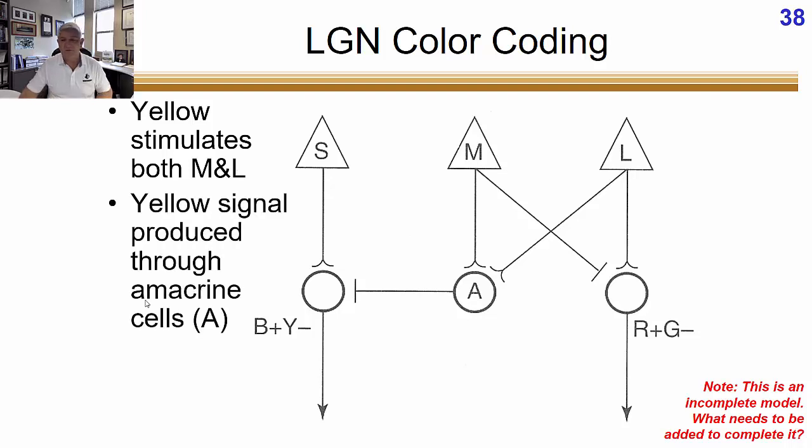And so I like this model because it shows you how yellow inhibitory can be created by having medium and long wavelength cones exciting that amacrine cell that's going to provide the inhibition, and then short is providing the excitation, right? What's sort of incomplete about this model is over here, we really need another amacrine cell pasted in on this side. The medium doesn't inhibit that. There's an amacrine cell. The medium is exciting an inhibitory amacrine cell to produce that green inhibition.